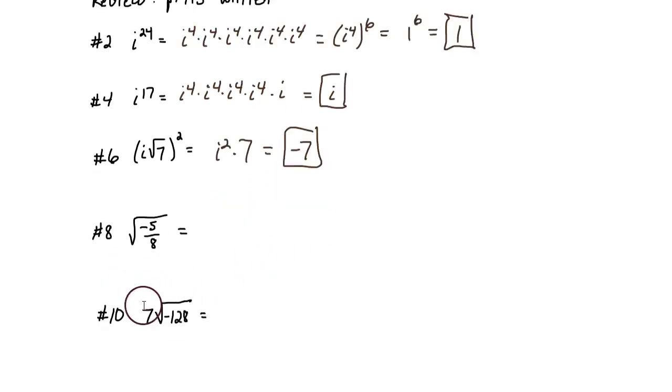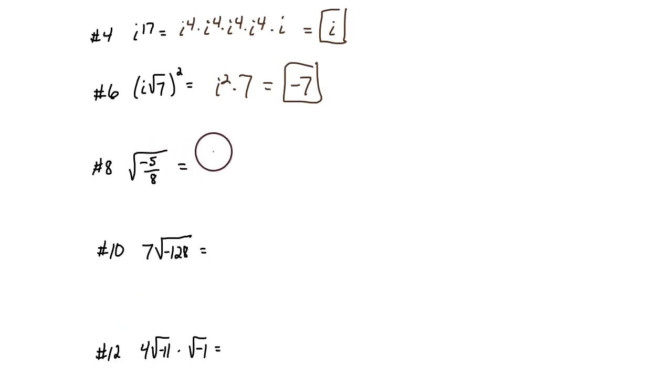Number 8, we have the square root of a fraction. So let's separate top and bottom. Then in the top, because it's the square root of a negative, let's do the factoring technique where you go 5 times -1. In the bottom, you can leave it as square root of 8 for now, or you can actually start to do a little bit of work on it. That's up to you.